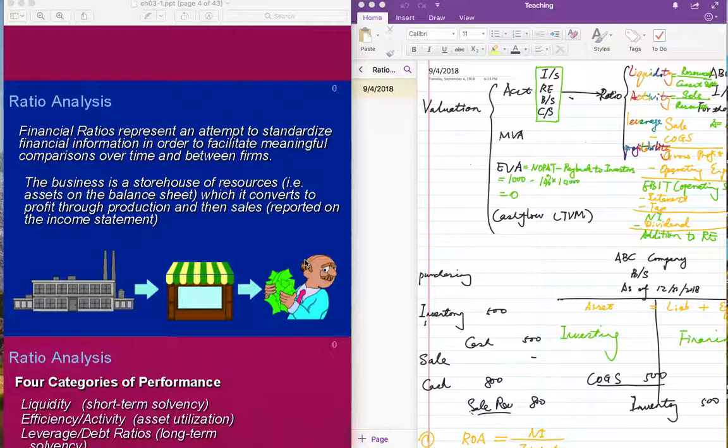Basically, ratio analysis uses relative numbers, which help us to do meaningful comparisons between firms and across times. That means we can compare our current performance with our past performance using ratios. And also we can compare our performance with some other firm's performance or with the industry par using ratio analysis.